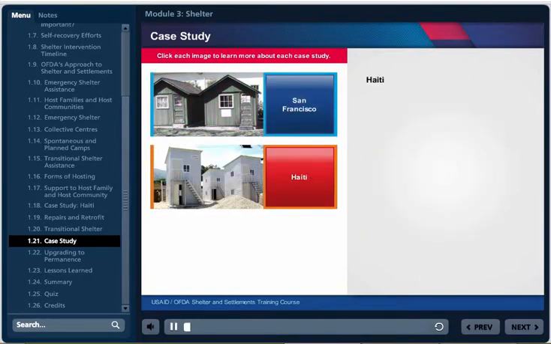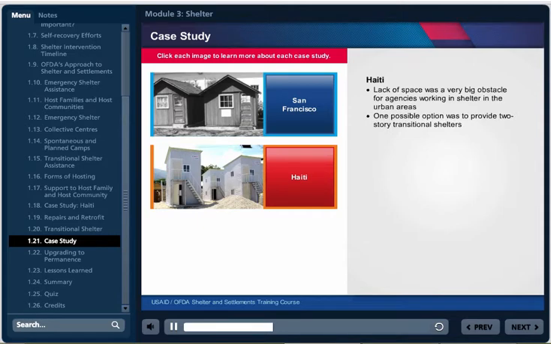Here we have another example from Port-au-Prince. The lack of space was a very big obstacle for agencies working in shelter in the urban areas. In order to achieve the minimum required covered living space that we discussed in Module 1, one possible option was to provide two-story transitional shelters. Many agencies were experimenting with this idea in Haiti.